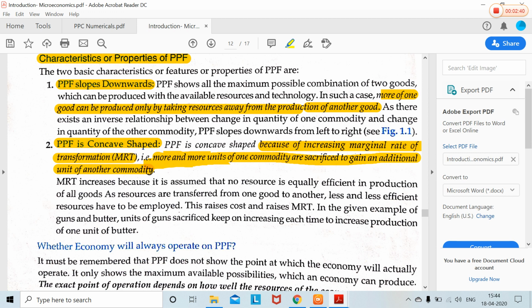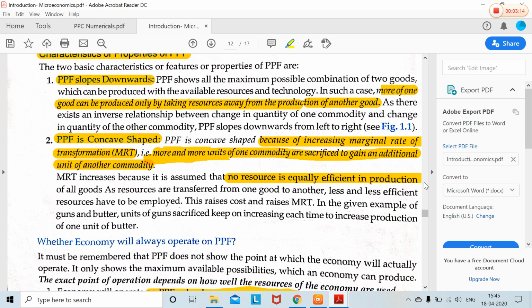In our case, we lost Y. So every time the loss in terms of Y is so much more as compared to the earlier loss for the same one additional unit of X. That is why when we plot the entire production possibilities on the graph, it turns out to be concave shaped. And why do we lose more and more units of one commodity? Because no resource is equally efficient in production of all the goods. So this was all which we have already done.